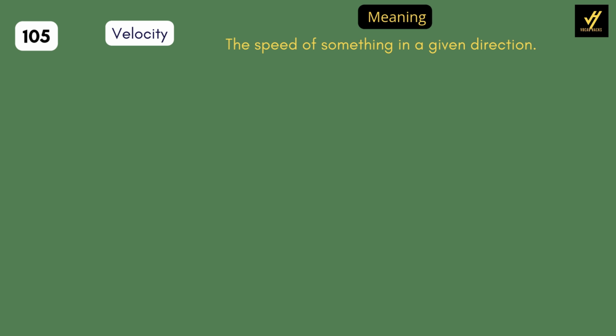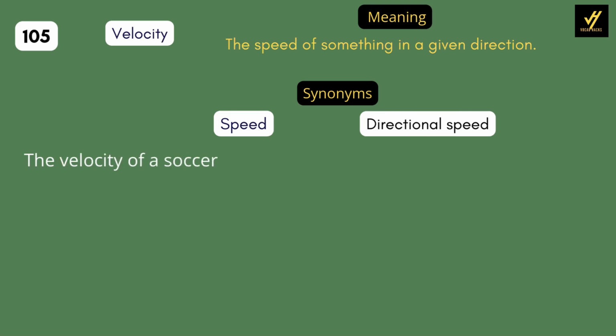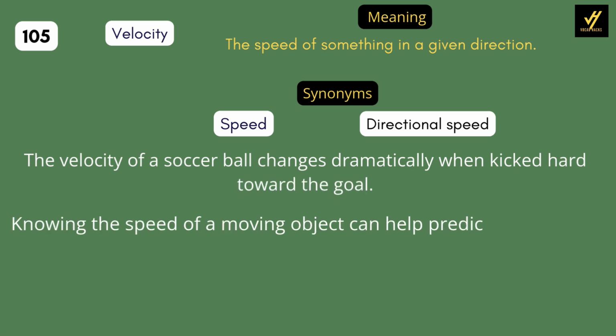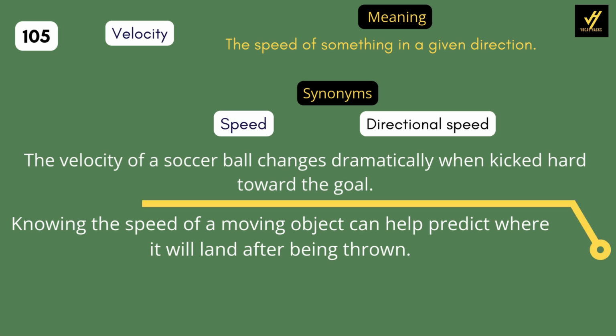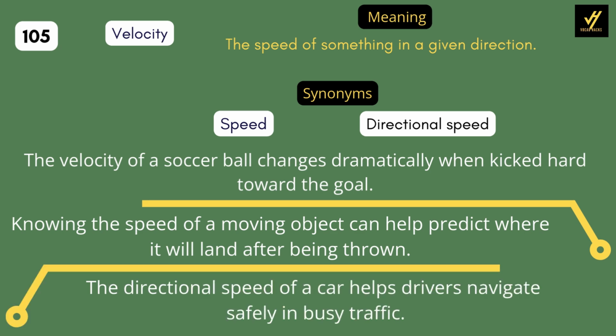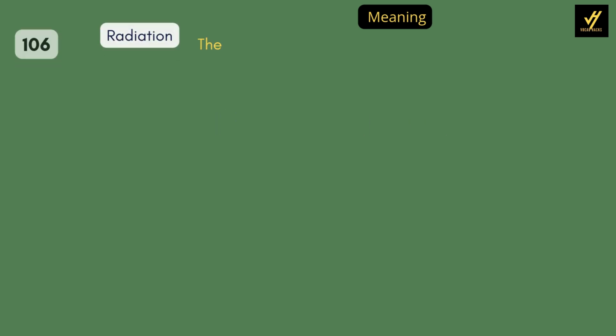Velocity, the speed of something in a given direction. Speed, directional speed. The velocity of a soccer ball changes dramatically when kicked hard toward the goal. Knowing the speed of a moving object can help predict where it will land after being thrown. The directional speed of a car helps drivers navigate safely in busy traffic.